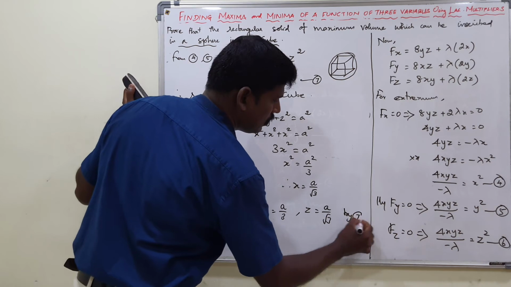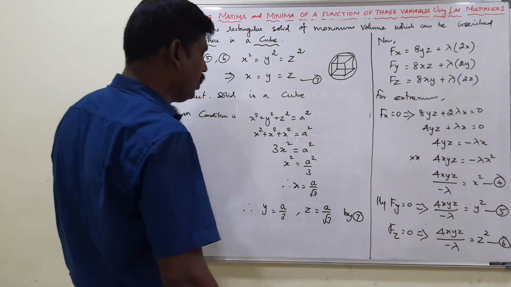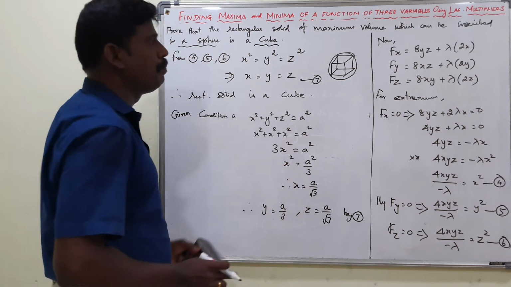So by 7, x, y, z are equal. So x is a by root 3. Therefore, y is also a by root 3. z is also a by root 3. Why? Because x is a length, we take the positive value alone.